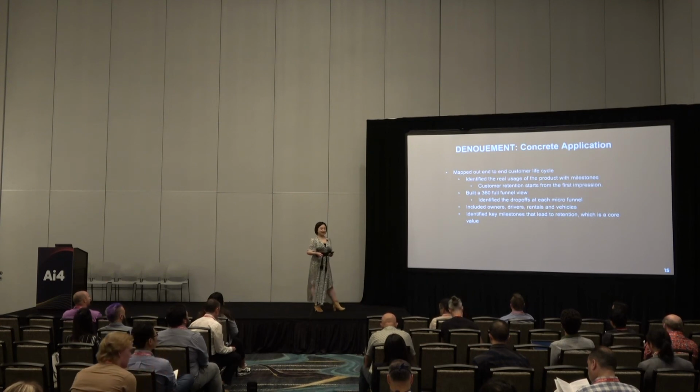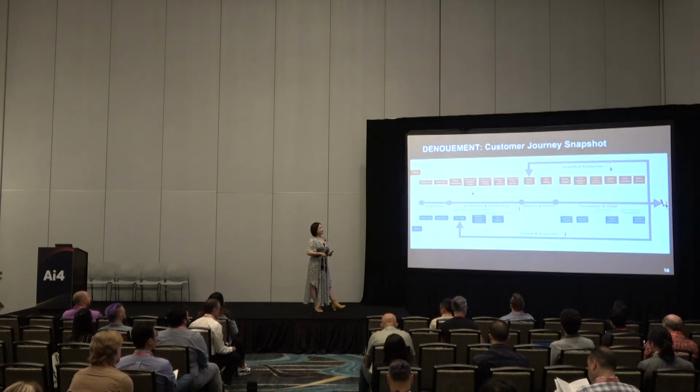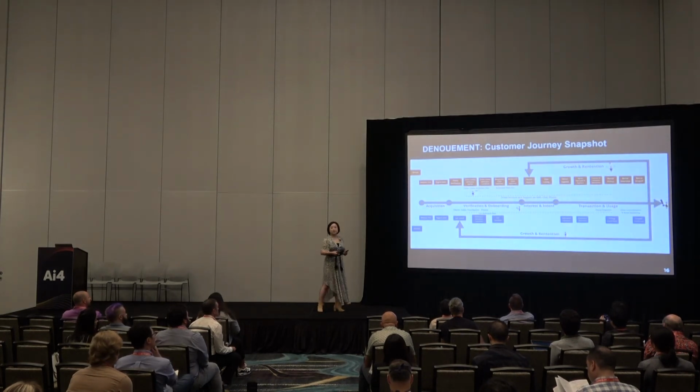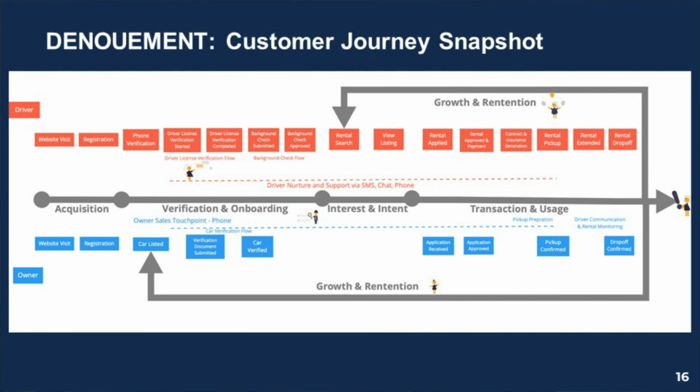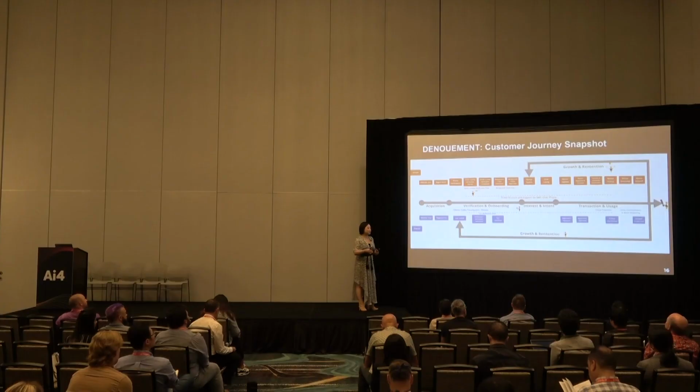What does that picture look like? Here is a high-level overview of a customer journey for both vehicle owners and vehicle drivers. Customer data is mapped through each stage during this entire journey. We not only look at the interactions between different stages, but also zoom in on each stage to look at the micro steps within the milestone.